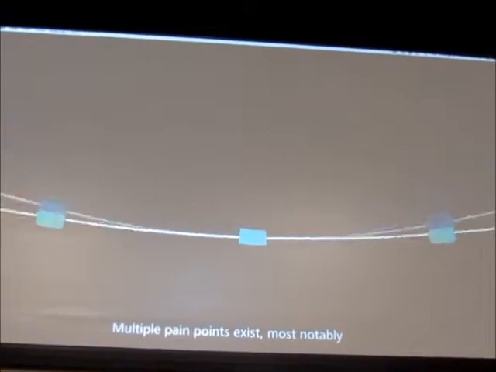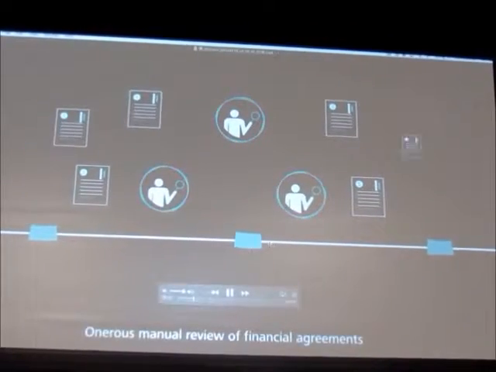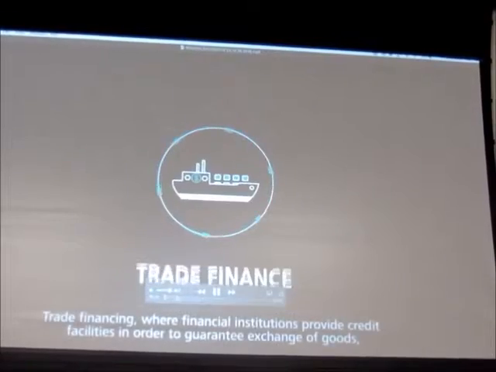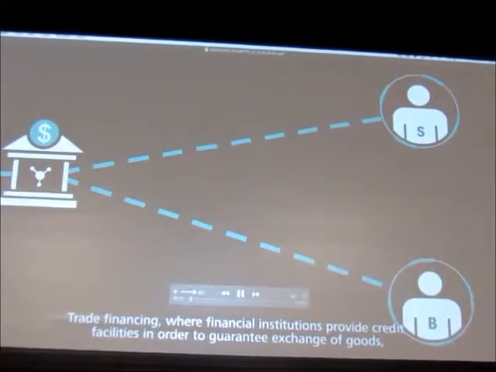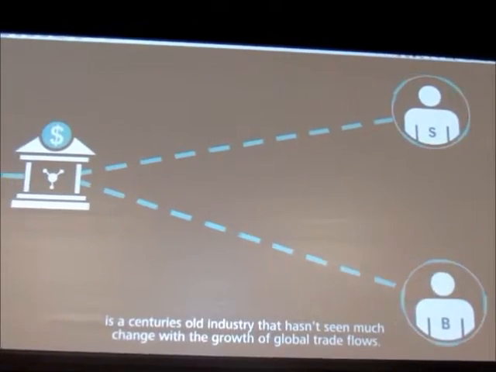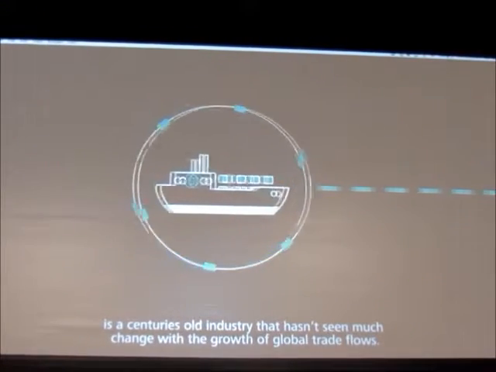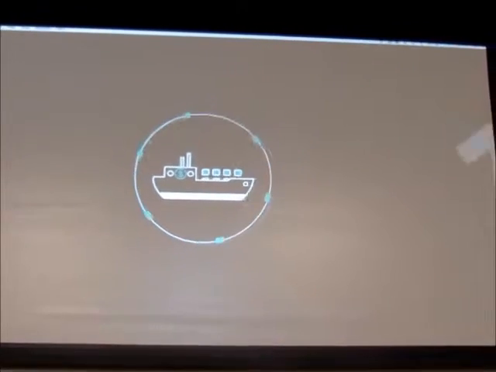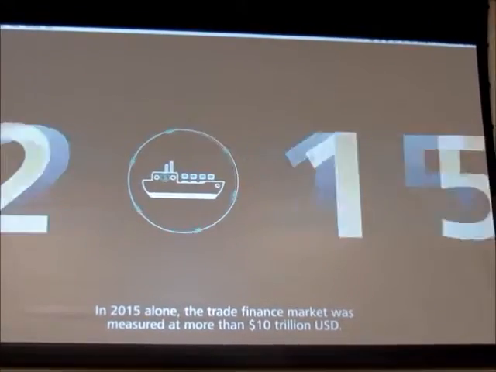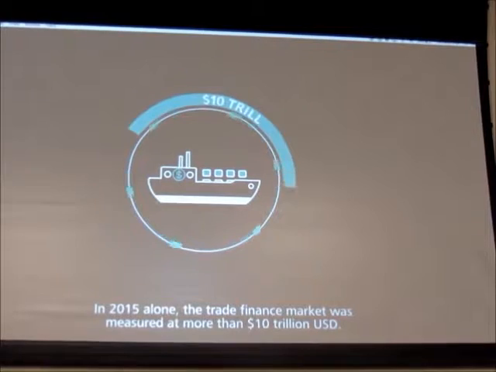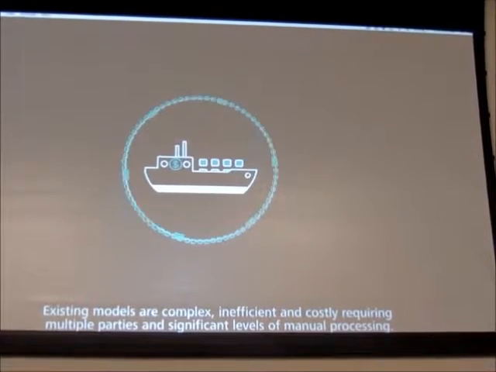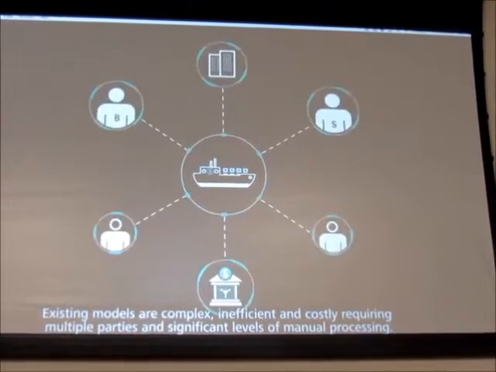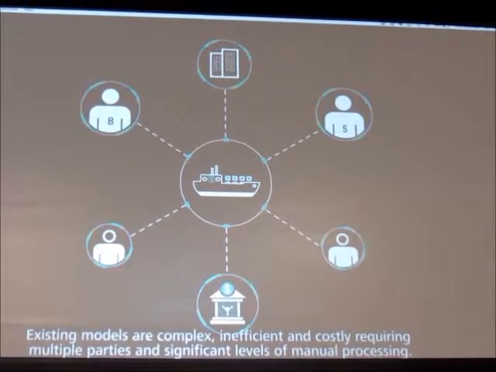Pain points exist, most notably, onerous manual review of financial agreements. Trade financing, where financial institutions provide credit facilities in order to guarantee exchange of goods, is a centuries-old industry that hasn't seen much change with the growth of global trade flows. In 2015 alone, the trade finance market was measured at more than $10 trillion US. Existing models are complex, inefficient, and costly, requiring multiple parties and significant levels of manual processing.